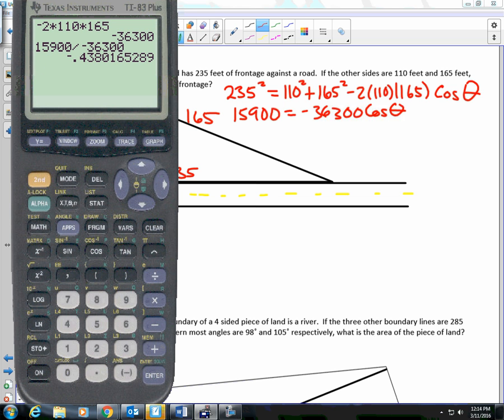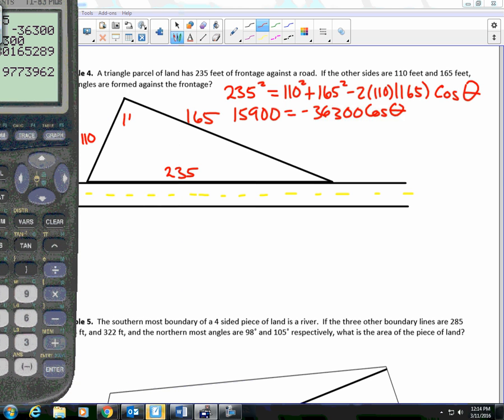So somebody tell me something intelligent about theta. It's obtuse. Why? Because cosine is negative in the second quadrant. We get 115.98. That does not tell me the two angles formed against the frontage road. What should I do now?